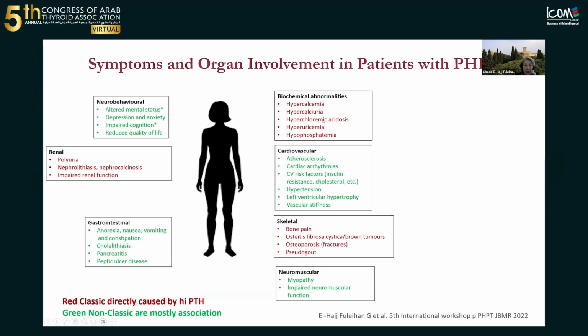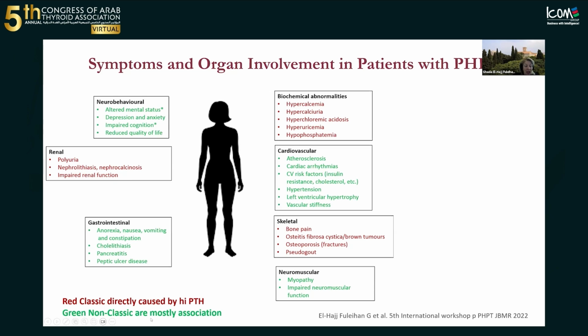This is actually from our review in the workshop where we're coding in red the classic manifestations. These are felt to be directly due to the PTH effect: hypercalcemia, hypercalciuria, hyperuricemia, hypophosphatemia, but importantly, the end organs of kidney and bone. In the kidney, the manifestation may be polyuria because of the effect of calcium on the aquaporin molecules in the kidney, nephrolithiasis, nephrocalcinosis, impaired renal function, and at the skeleton, bony pain, osteoporosis with fracture. Osteitis fibrosa cystica, which I'll show you in brown tumor, is very, very rare, less than 1% nowadays. Probably still seen in countries where vitamin D deficiency exists. So red is directly related.